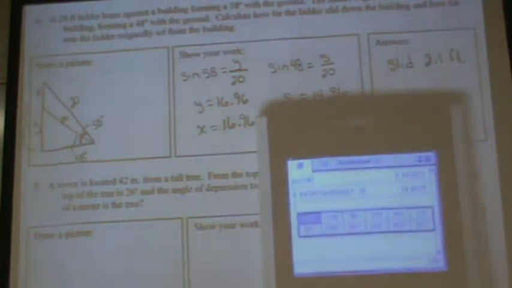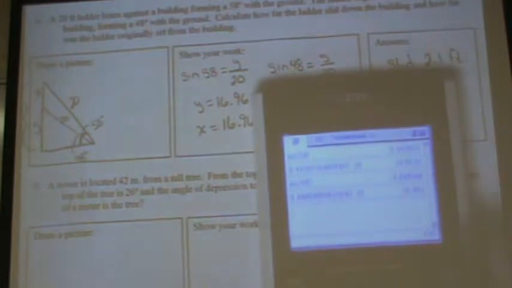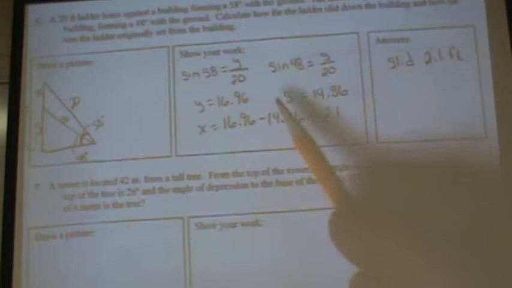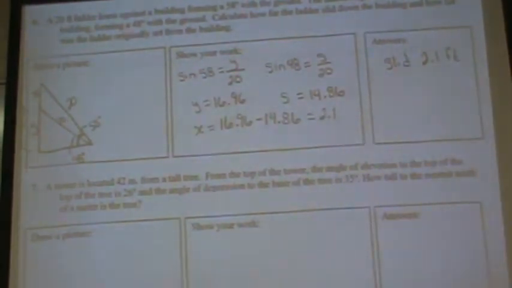Okay, so sine of 58 times 20. That's how you get the 16.96. And then the same thing for finding s. So that's how you get the 2.1 feet.